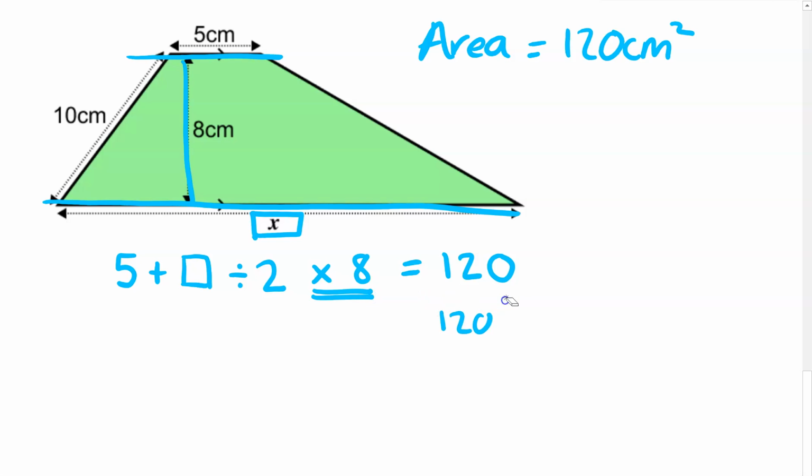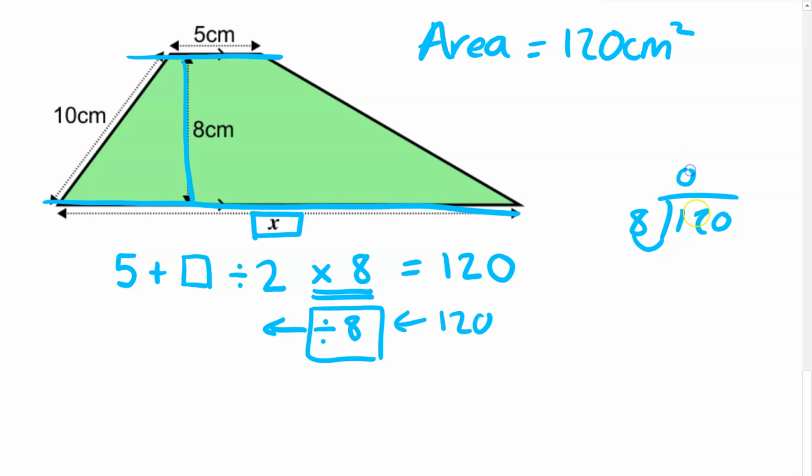Backwards to times 8 would be divide by 8. Let me do it as a function machine. What do we get out of that? 120 divided by 8.